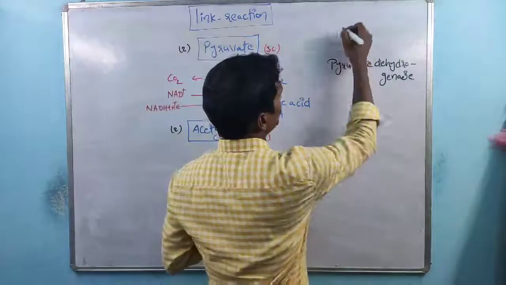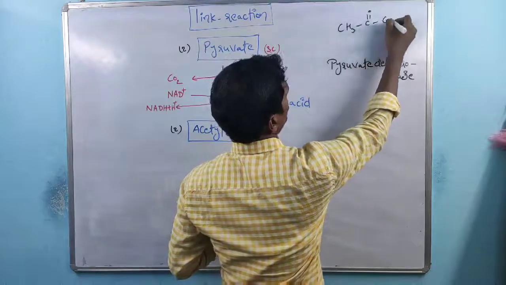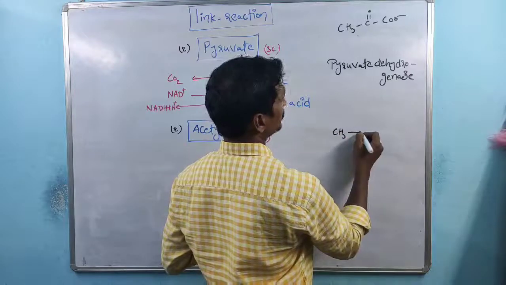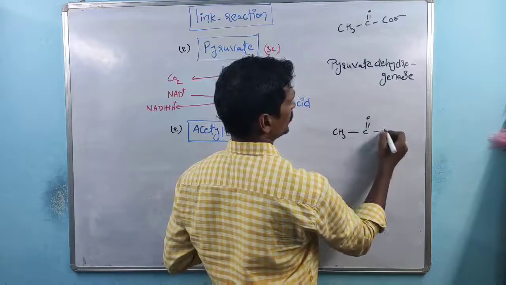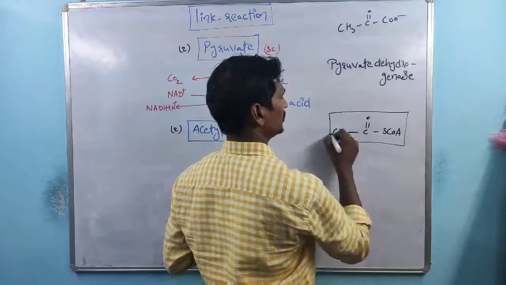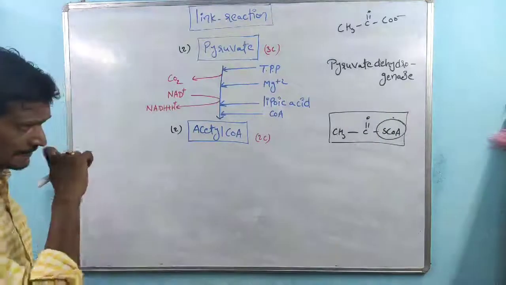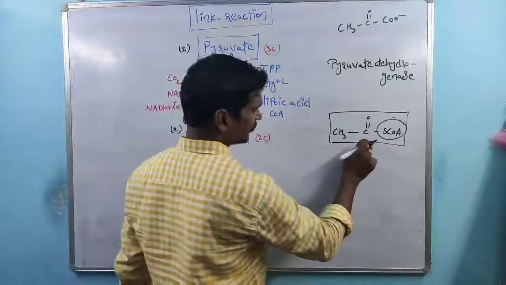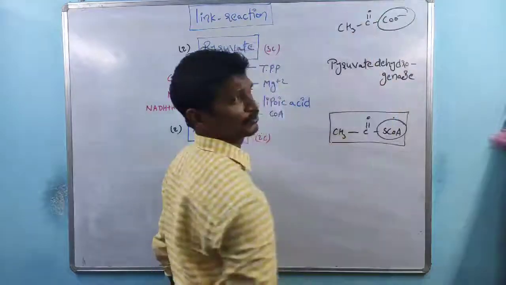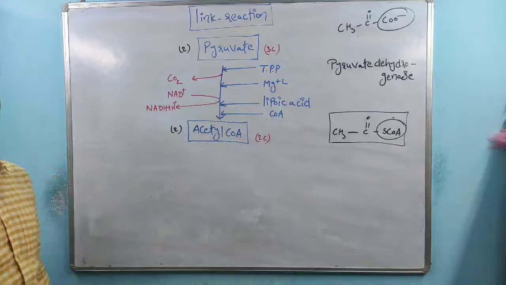Very simple. Here the pyruvate structure is CH3 C double bond O, COO minus, right? During the conversion, it becomes CH3 C double bond O, CoA. This is the structure of acetyl CoA. Here coenzyme A is added. So this is the 2 carbon compound, and that was the 3 carbon compound. Here carbon dioxide is removed. So the pyruvate is converted into acetyl CoA.